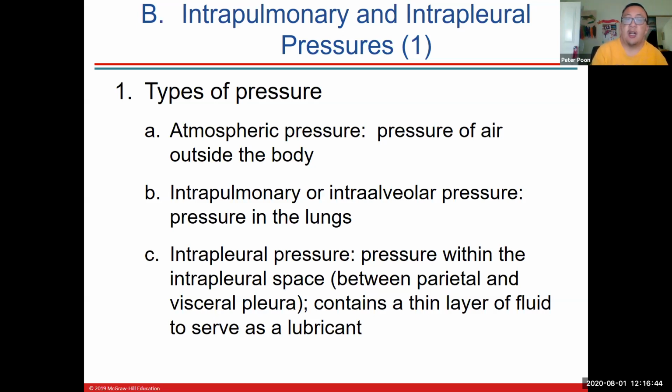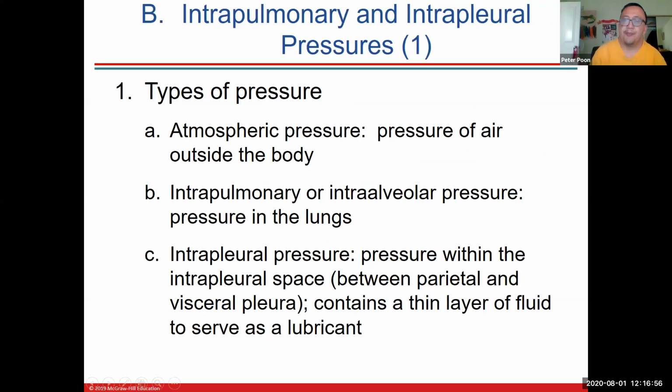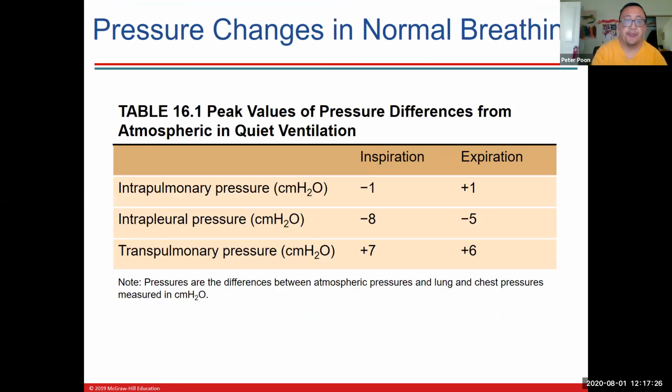Intrapleural pressure is the pressure within the pleural space between the two pleurae. This will become important in a little bit, okay, when we talk about pneumothorax and stuff. Okay, so inspiration is generally about -3 millimeters of mercury. That's the difference between the atmosphere on the outside and when you inhale. Okay, and then when you exhale, the pressure is about 3 millimeters of mercury greater. So you push air out.